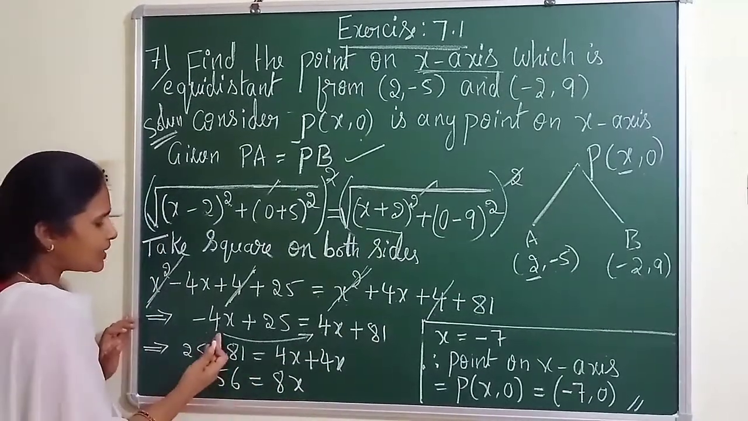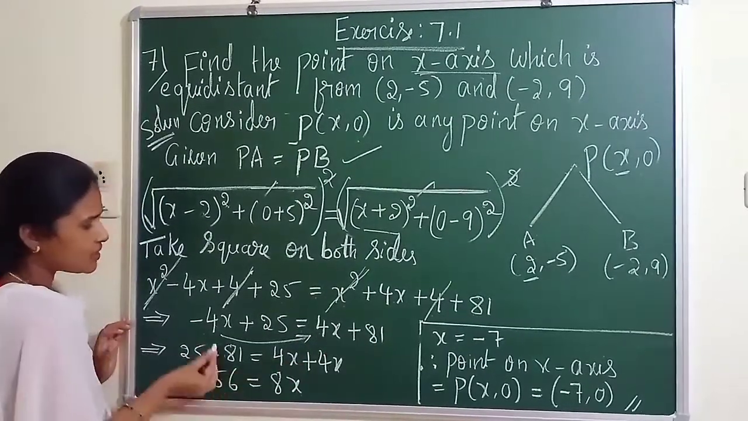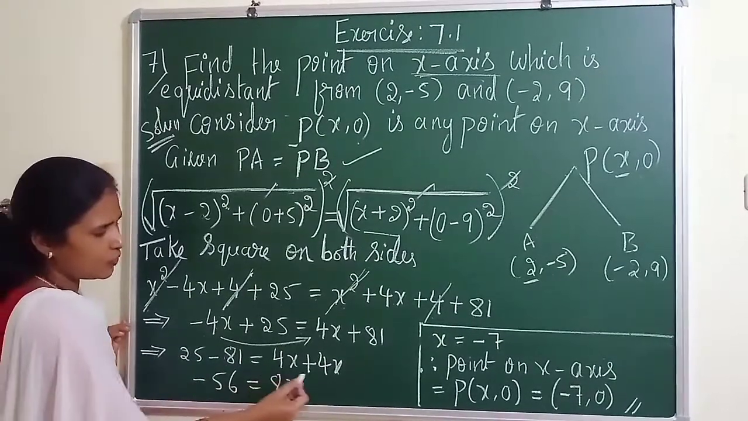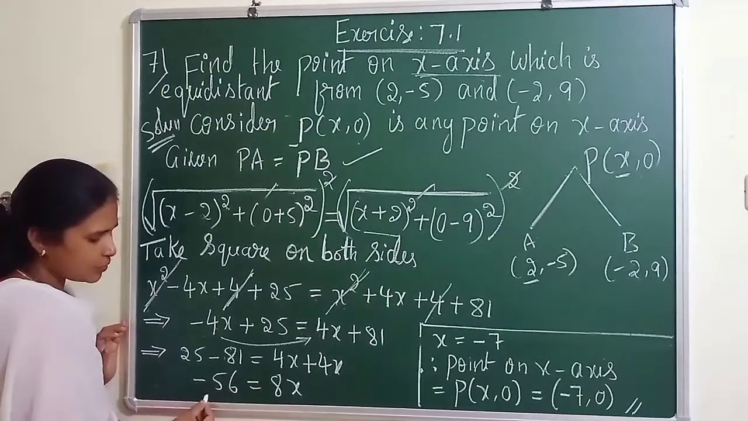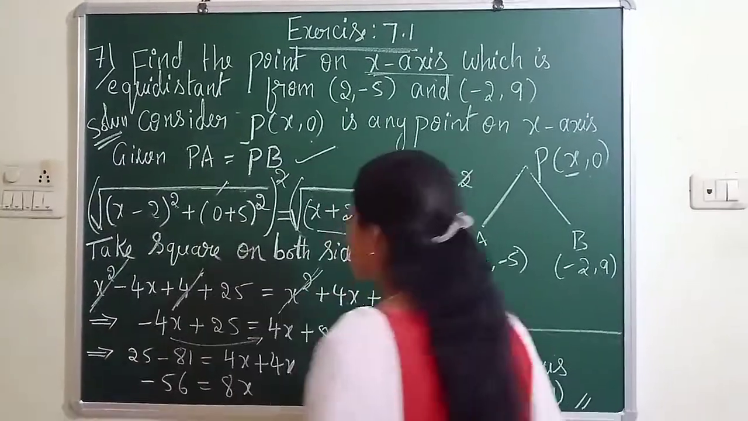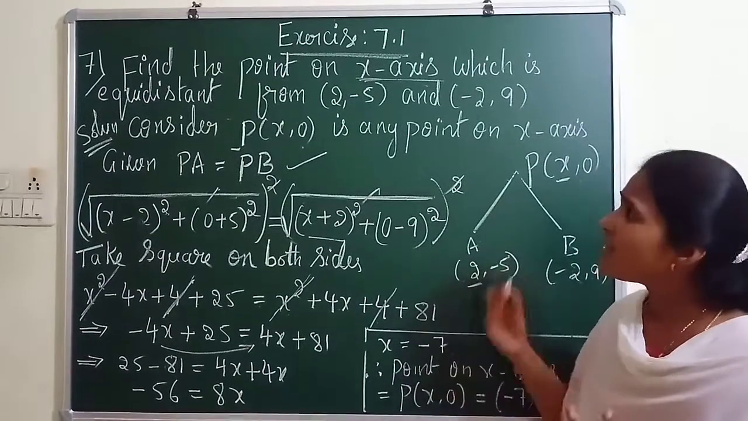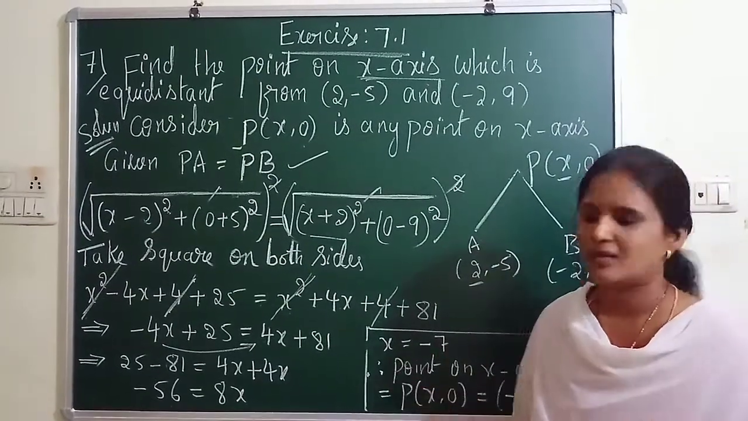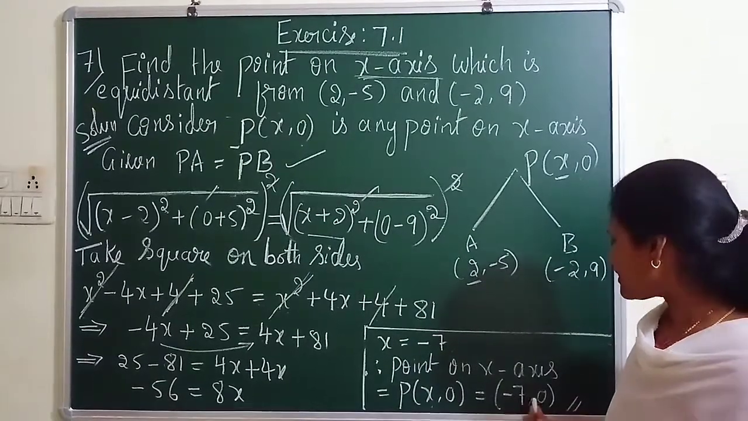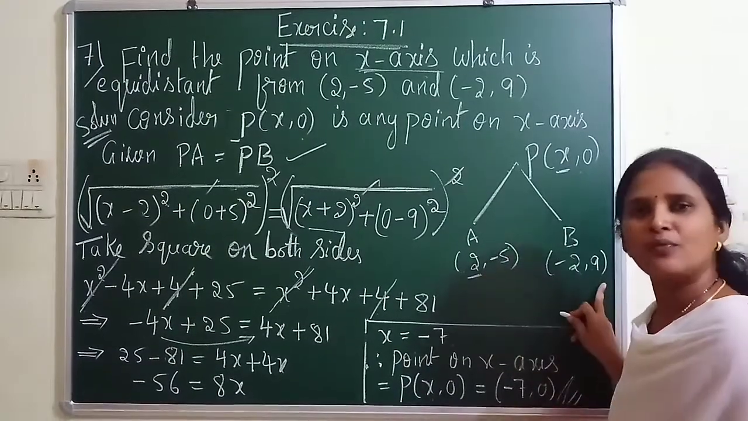So now bring minus 4x plus 25 equal to 4x plus 81. Bring 81 to this side and 4x to the right side. It becomes 25 minus 81 equal to 4x plus 4x, that is 8x equal to minus 56. If I divide, x equals minus 7, since 8 sevens are 56. You got x as minus 7. Then what is he asking? He is asking for a point on the x-axis. So what do you have for the point on the x-axis? (x, 0), that is (minus 7, 0). So this point is equidistant from A and also from B.